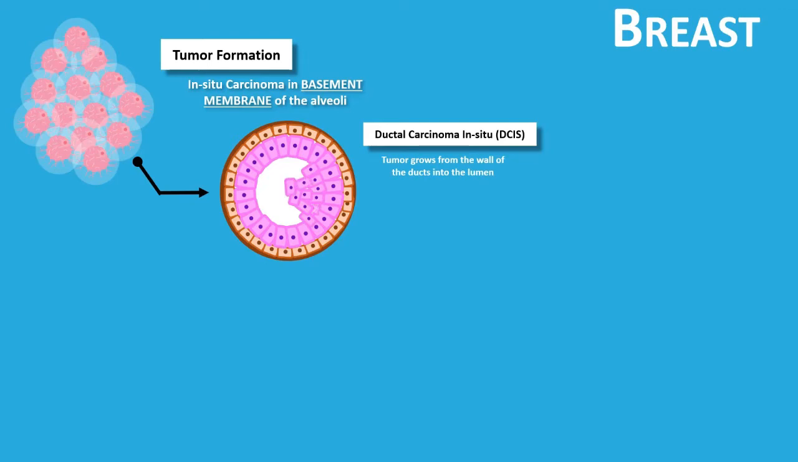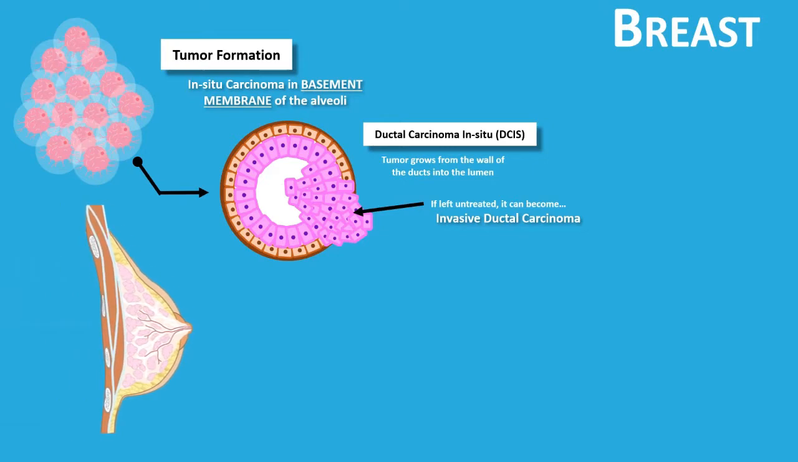DCIS is where the tumor cells grow from the wall of the ducts into the lumen. If left untreated, DCIS over time can cross the basement membrane and become invasive ductal carcinoma. Also, cancer cells from DCIS can migrate along the lactiferous ducts, through the pore, onto the skin over the nipple. This is called Paget's disease of the nipple.